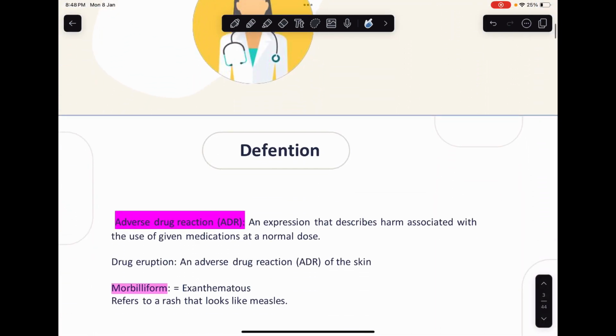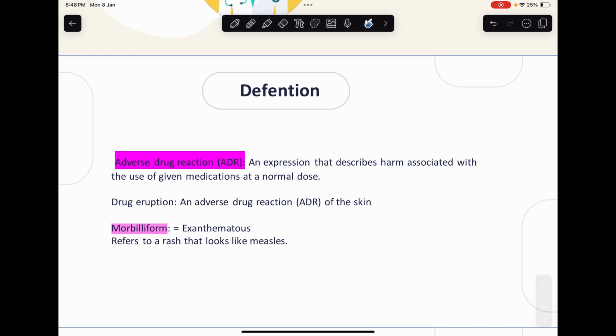The first thing we will start with is the definitions. We have 3 definitions. The first definition is adverse drug reaction. It's an expression that describes harm associated with the use of a given medication at a normal dose. The most important thing is to differentiate between adverse effect or adverse drug reaction, and side effect. What is the main difference? Adverse effect is always harmful, whereas a side effect can sometimes be useful.